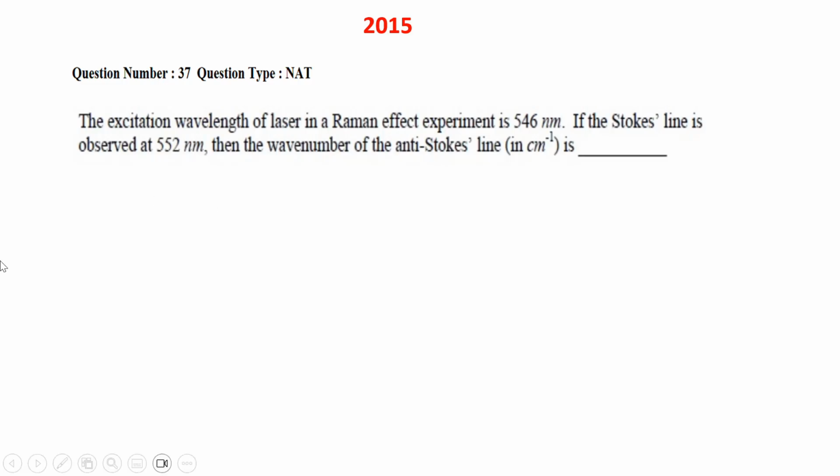Hello everyone. So today I'll be discussing question number 37. In this question, the excitation wavelength of the laser in a Raman effect experiment is given. If the Stokes line is observed at this wavelength, we need to find out the wave number for the anti-Stokes line. So this question is all about the Raman effect.